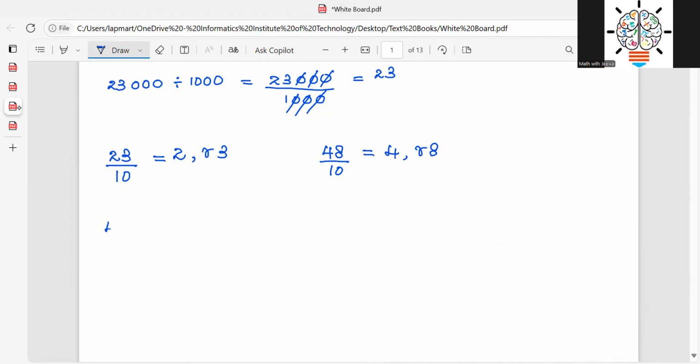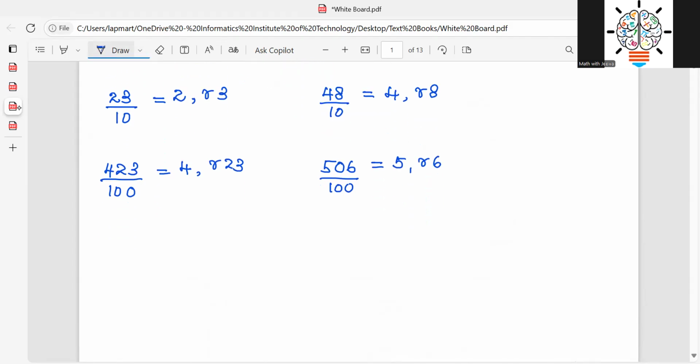Let's say you have 423 divided by 100. What will be the answer? 4 remainder 23. So 506 divided by 100. Then how many hundreds are there in 506? 5 remainder 6. Right? Then I will do another one. We just see 1,256 divided by 100. Now you just see what happened.